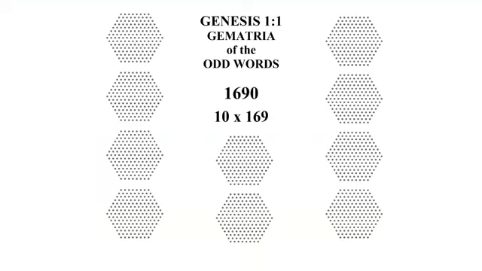And if 169 makes one perfect hexagram, then 1690 will make 10 of them. Make sense? That's the odd words of Genesis 1:1 can be represented like this. If you put the evens and the odds together, it's going to represent something like this.